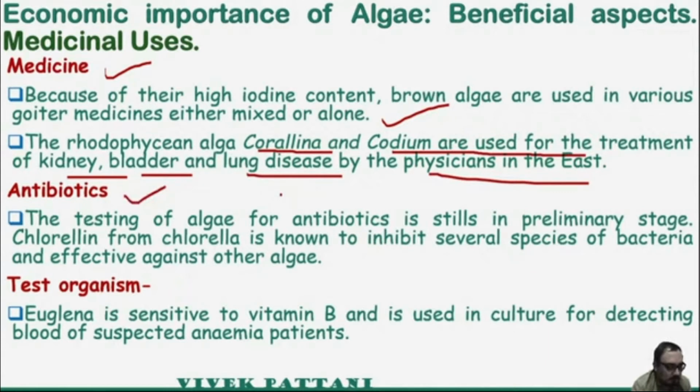The testing of the algae for antibiotics is still in a preliminary stage, where chlorellin from the Chlorella is known to inhibit several species of bacteria and is effective against other algae also. Now comes the test organism. In medicine, they are also used as a test organism. For example, Euglena is sensitive to vitamin B and is used in culture for detecting the blood of suspected anemia patients.